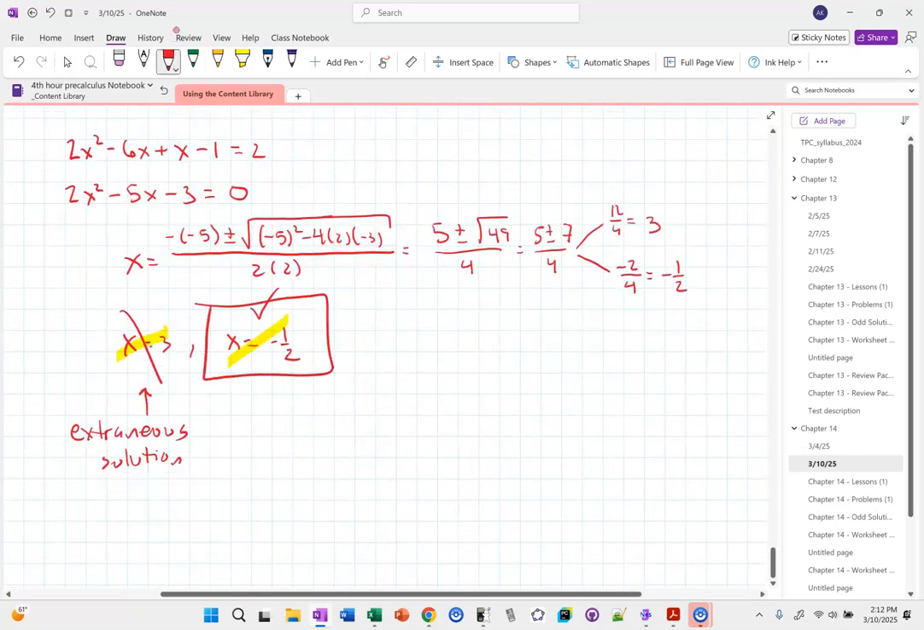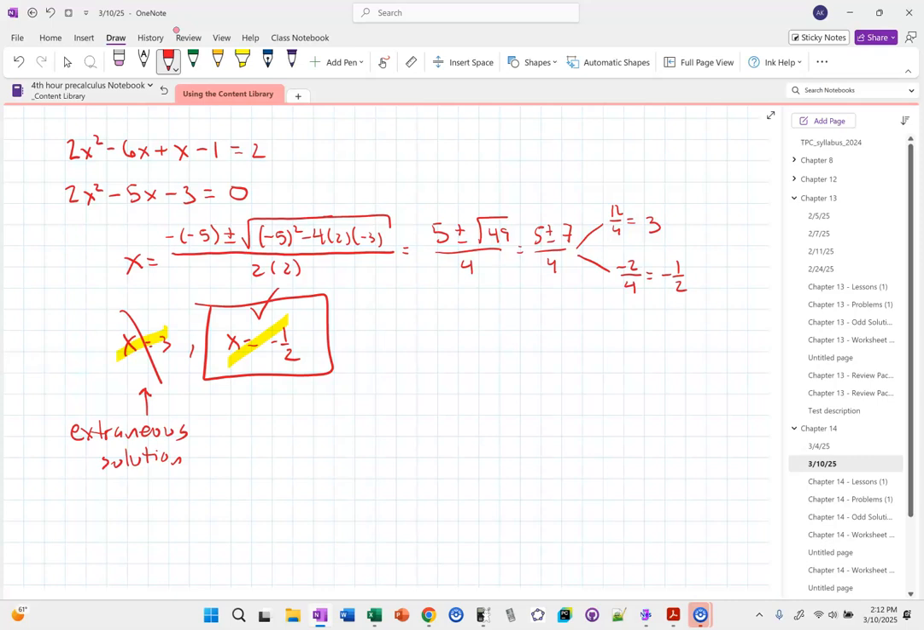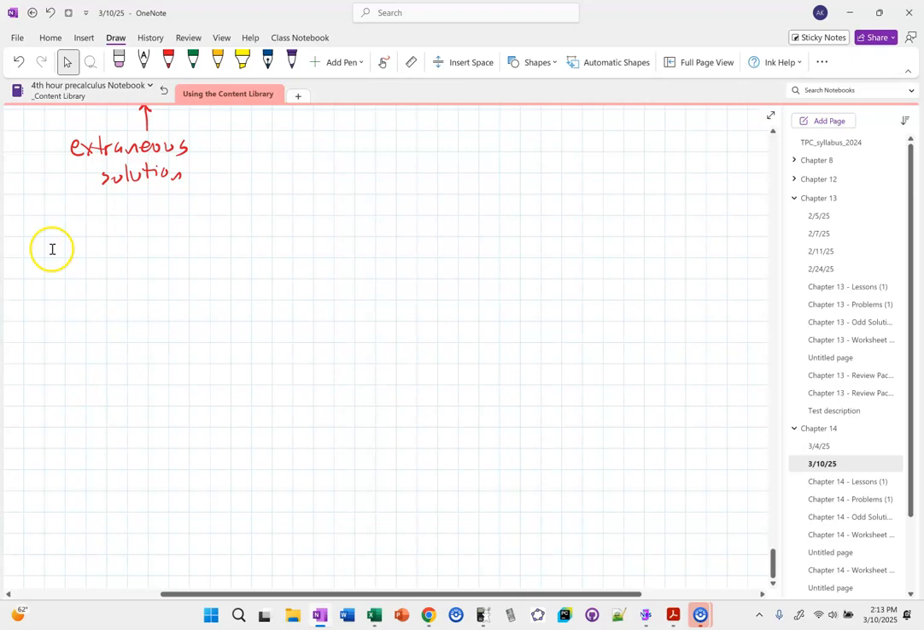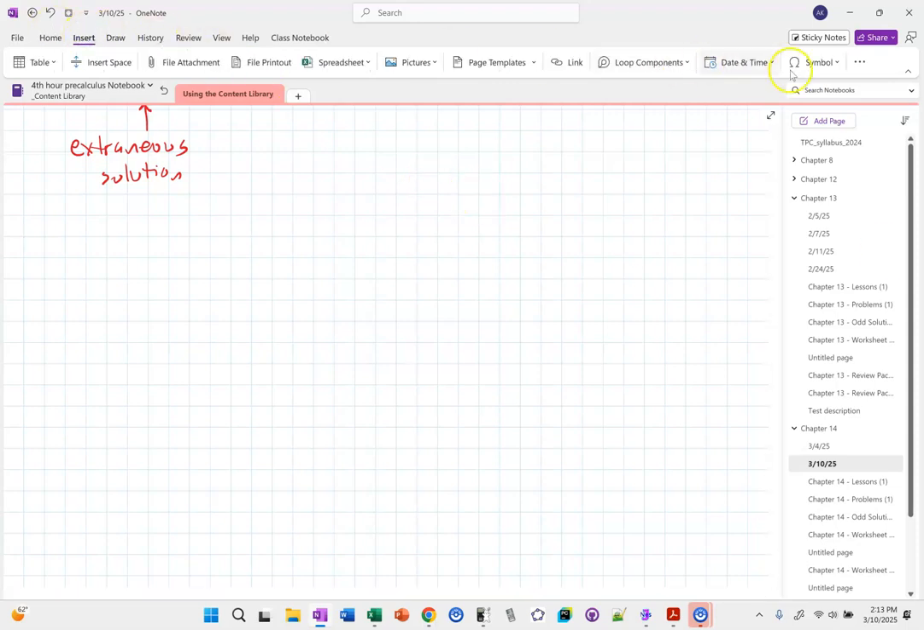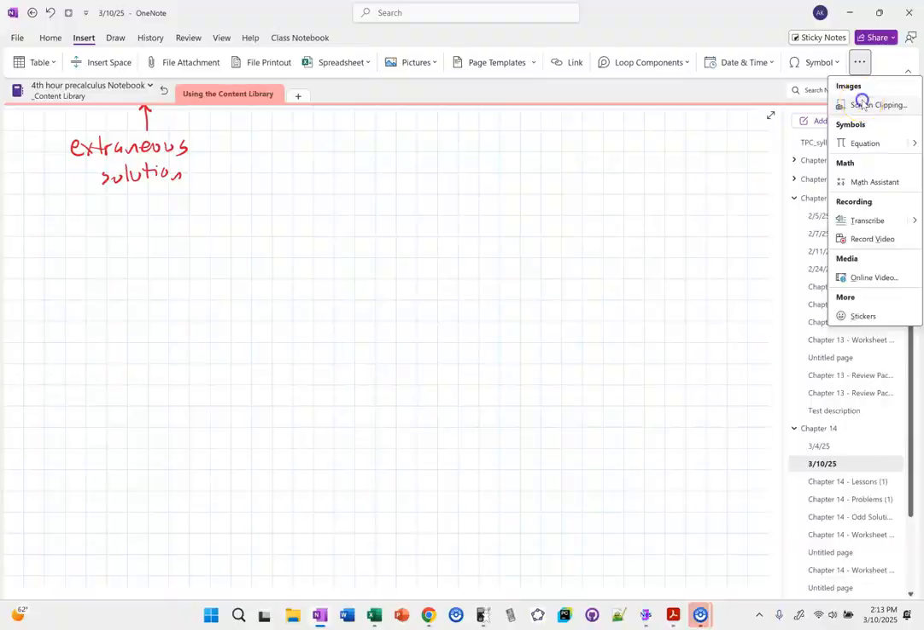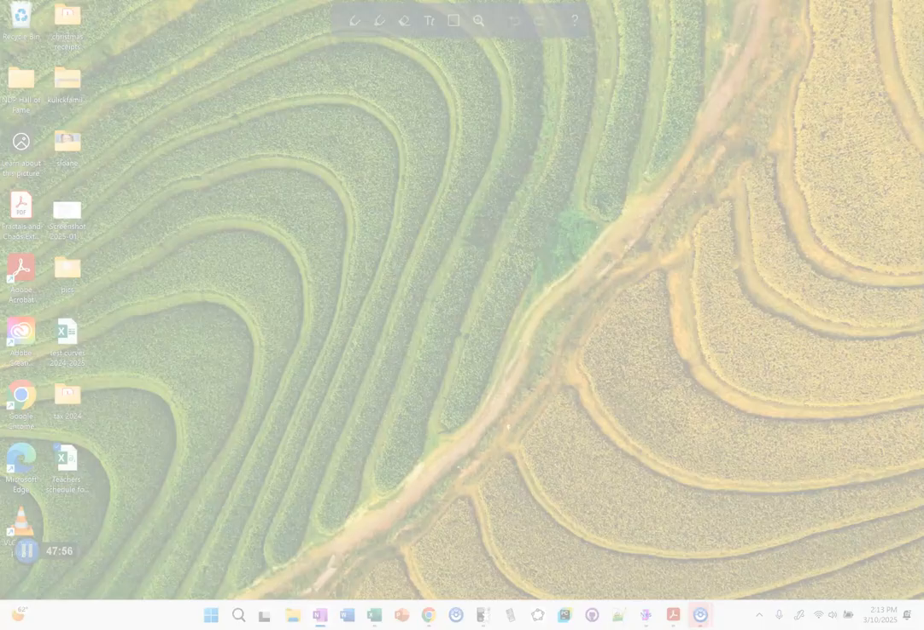I'm left with one solution, x equals negative 1/2. The other solution is extraneous. Feel okay? How's this going? So far, so good? Pretty easy. If your quadratic skills are good, this is usually pretty easy. If your quadratic skills are not, this can be tough.